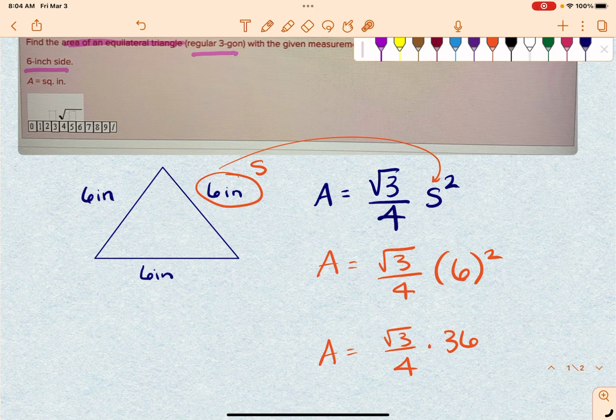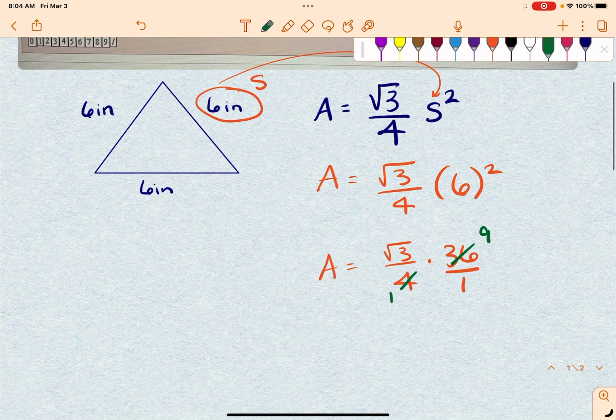And one thing that may help us is to know that these two can actually go into each other and do some kind of reducing if we pretended like that was over 1. So 4 would go into itself once and into 36 9 times. So my area is going to be 9 square root of 3.